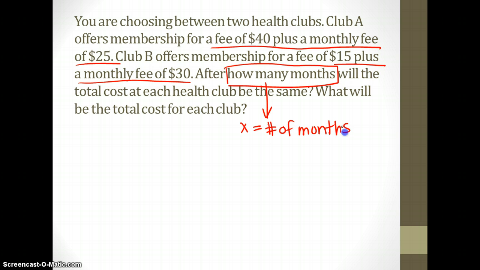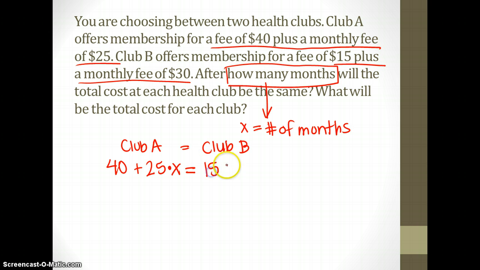So when will the cost be the same? Club A says $40 to join plus a monthly fee of $25. That means every month I'm going to be paying $25, so $25 times that variable. For Club B, I want to know when they are equal, so I want to compare Club A and see when Club B is equal to that. It says $15 plus a monthly fee of $30. That'd be 30 times the number of months. We're using the same variable, because it's talking about the same variable in both situations.